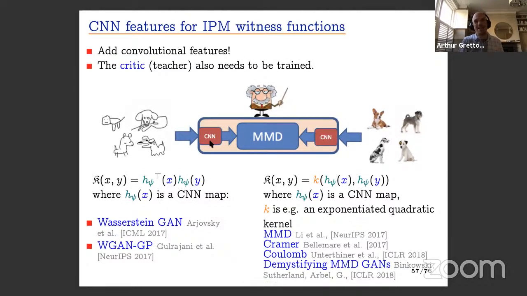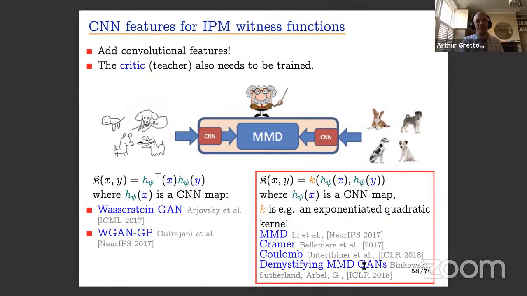In particular, just as we did in testing, we need to learn convolutional features of our images before computing the MMD on top of those. We can either use the linear kernel on those convolutional features, and so that's within this Wasserstein-GAN framework, or we can use a nonlinear kernel on those features, and that's within this framework here. So we're going to stick to this side, but what I'm going to talk about also applies to the other side as well. All right.